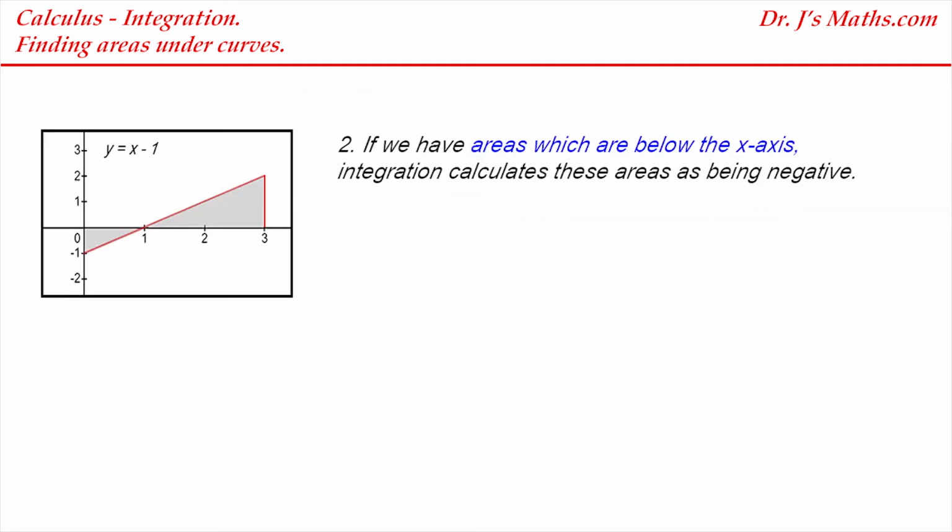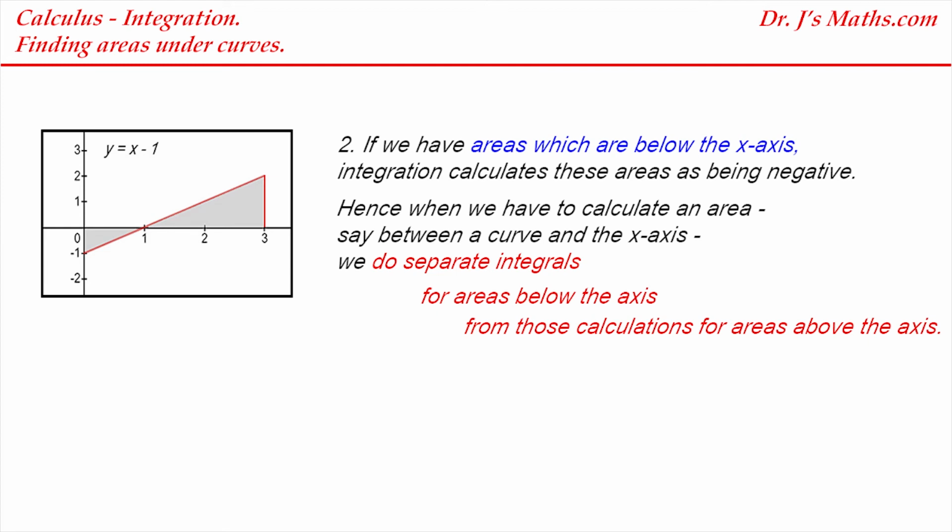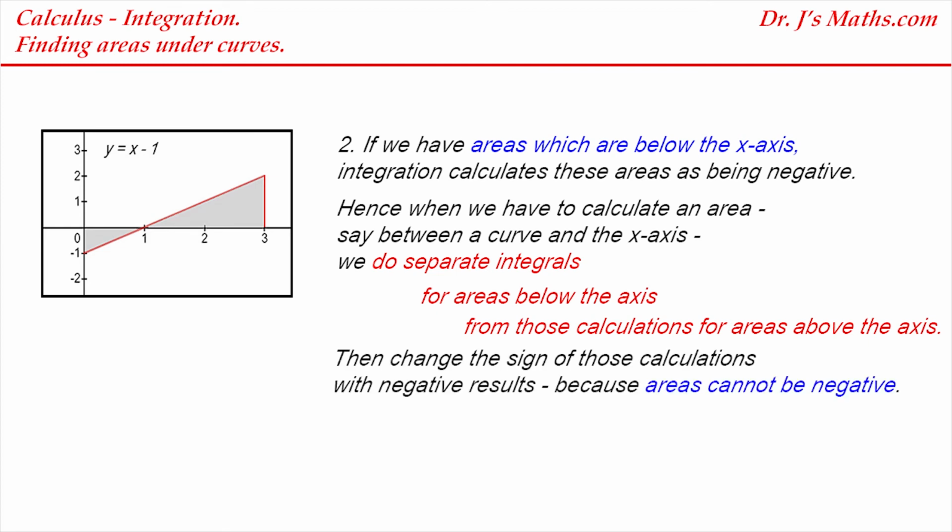Second extra point is when we have areas which are below the x-axis. Integration will always calculate these areas as being negative. Hence, when we have to calculate an area, say between a curve and the x-axis, we would need to do separate integrals for areas below the x-axis from those calculations for areas above the x-axis. Then we're going to change the sign of the calculations with negative results because areas cannot be negative.